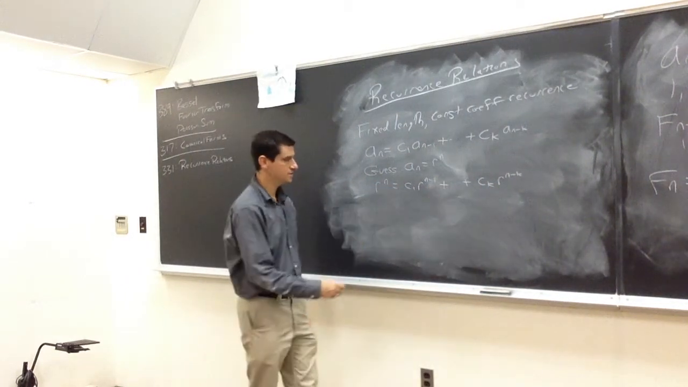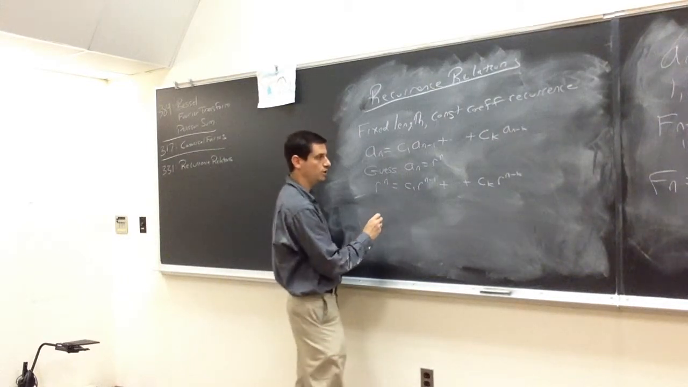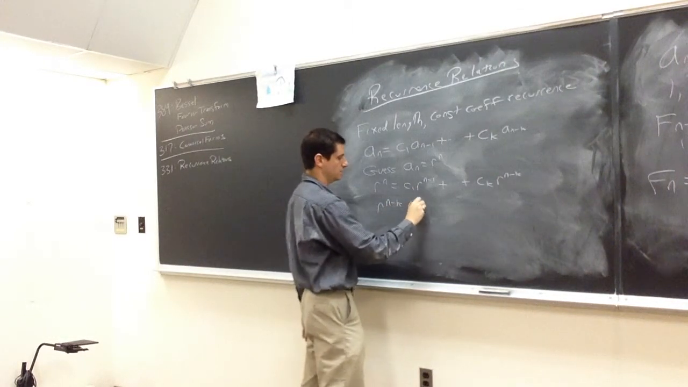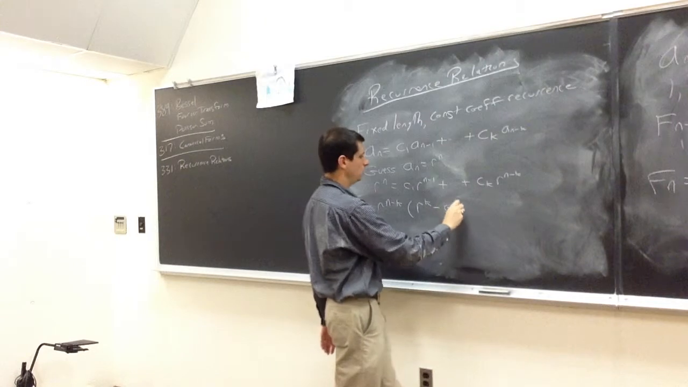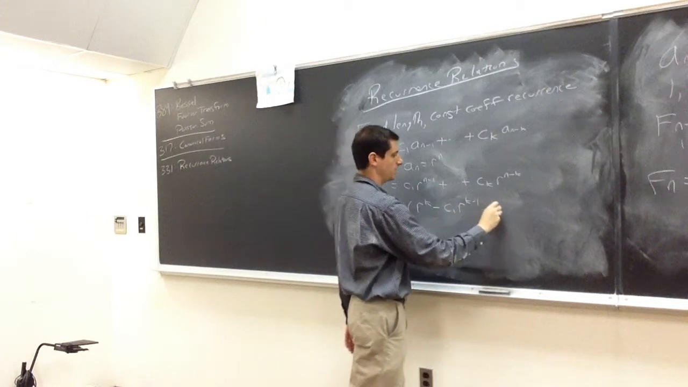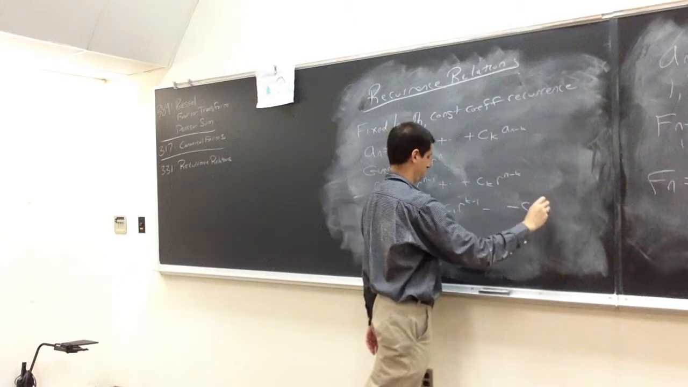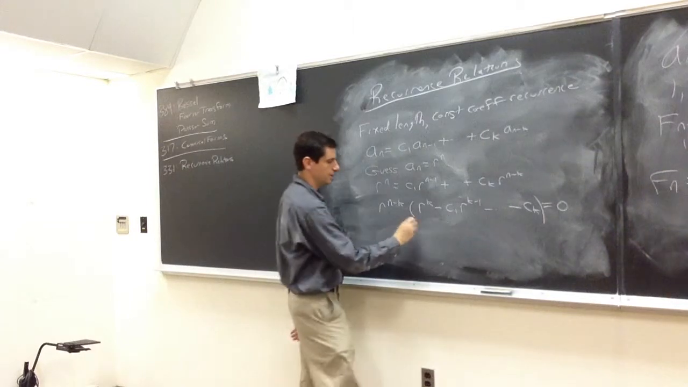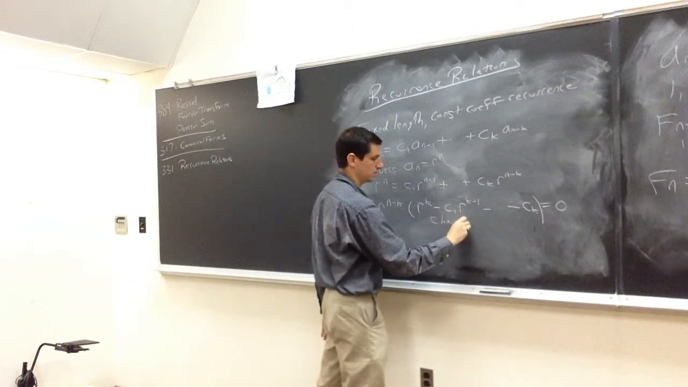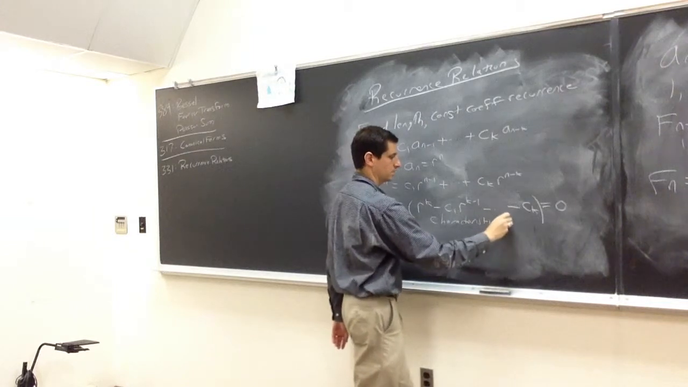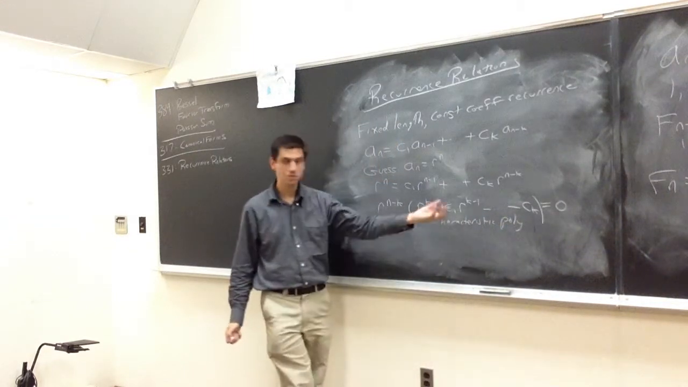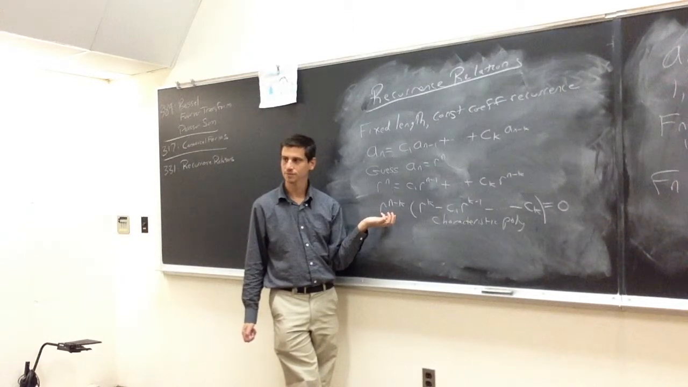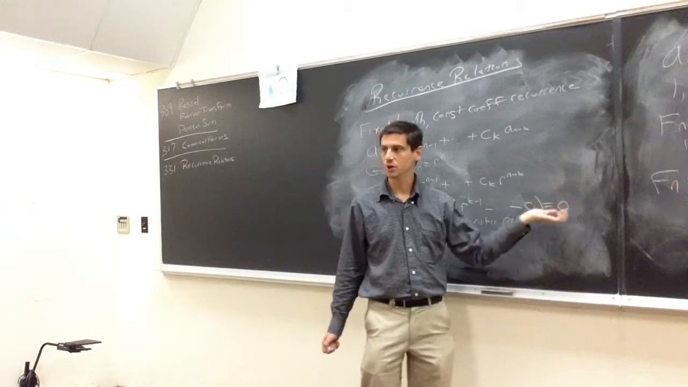I bring everything to the other side, and then I can pull out an r to the (n-k). And I get r to the (n-k) times r to the k minus c1 r to the (k-1) minus dot dot dot minus c_k equals 0. This is called the characteristic polynomial. So if this whole expression equals 0, there's two possibilities. Either r equals 0 or r satisfies this equation.